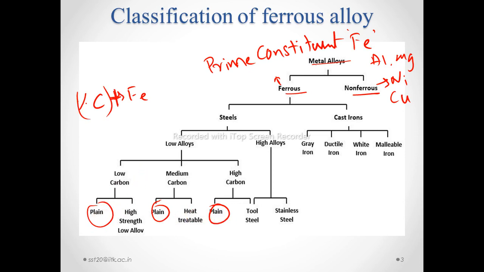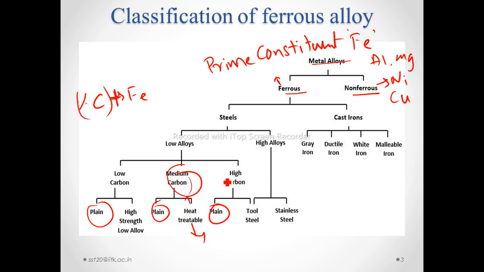When we give some heat treatment or add other alloying elements, it will give a different kind of alloy. Hence, they are divided into another category, that is high strength low alloy steel. So, by adding a small quantity of alloying elements to the low carbon steel, we will get a very high strength, which I will explain in a further video lecture. And this medium carbon steel can be heat treated. So, after heat treating, we will get a different kind of alloy. Hence, they are classified into another classification.